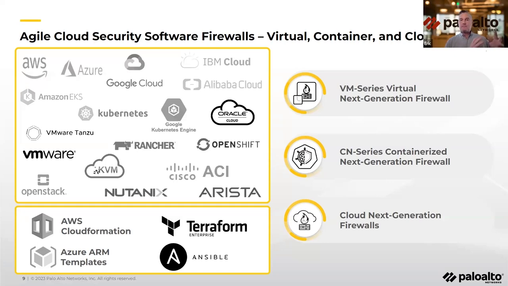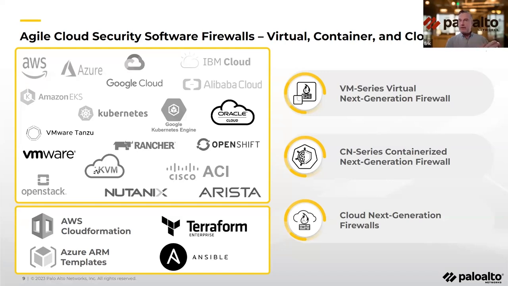Our next solution is what we call the CN series. This is really for customers who are starting to adopt containerized development ecosystems, environments like Kubernetes. This is not something that everybody's doing, but there are definitely enough organizations out there starting to leverage containerized ecosystems for their application development, and there needs to be a solution to secure those, just like any other environment. So we've provided a software firewall, specifically a form factor, to address that use case.